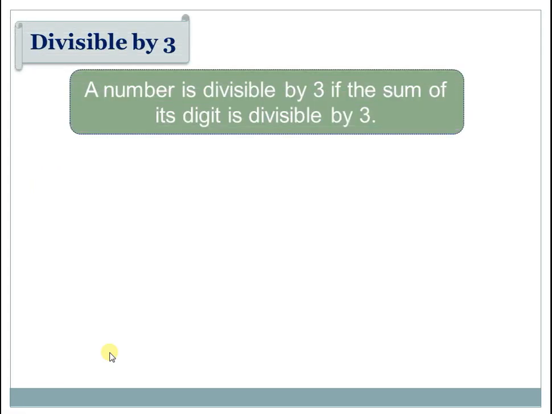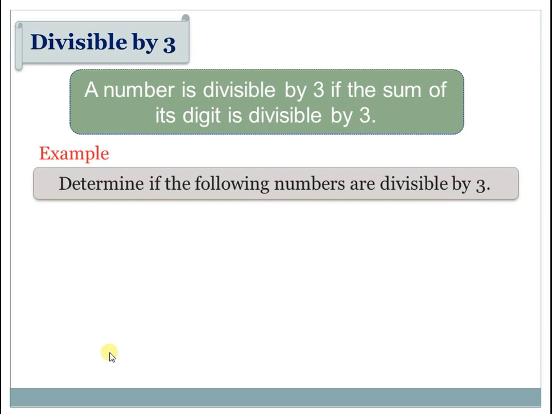To check if the number is divisible by 3, all we need to do is to add up, or get the sum of, the digits of the given number, and check if you can divide the result by 3. So let's have an illustration through the following examples. Let us determine if the following numbers are divisible by 3.